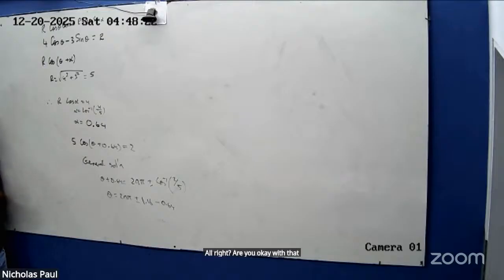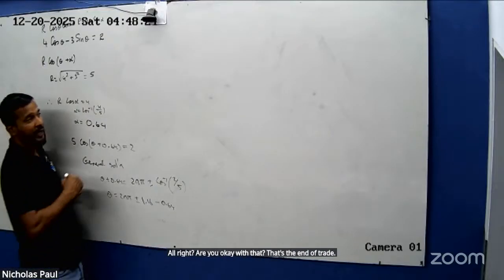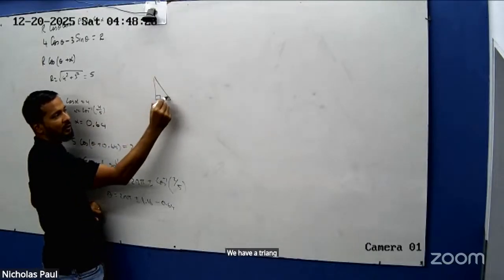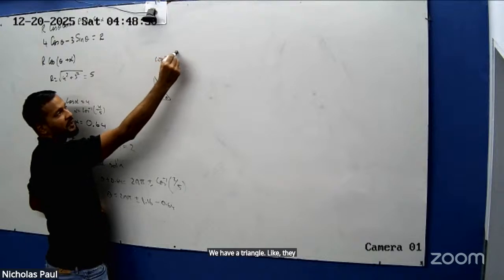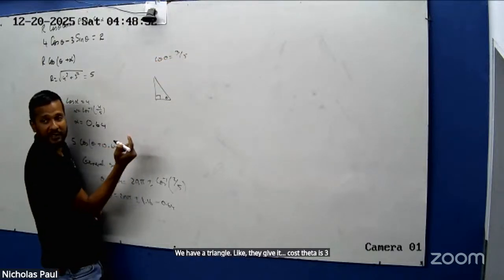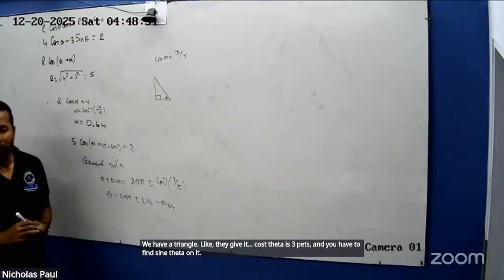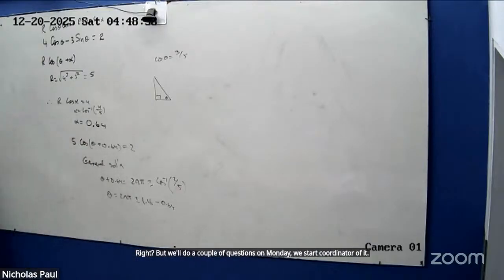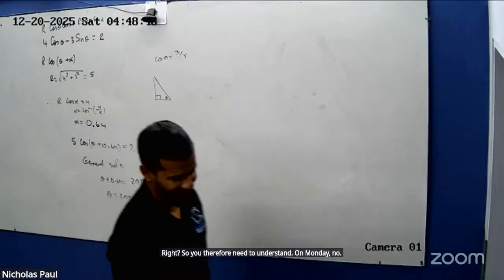So that's the end of tricks. The only type of trick that we didn't do was the one where you have a triangle, like they give you cos theta is 3/5, and you have to find sin theta. But we'll do a couple of questions on Monday. We start coordinate geometry. So you only have coordinate geometry and vectors left. On Monday.